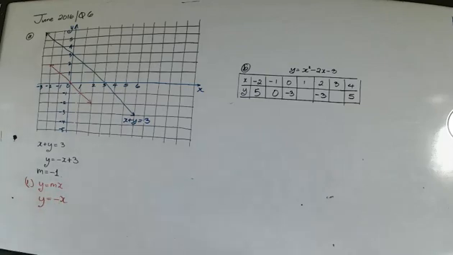Did you get that? Yes, sir. The answer is y is equal to minus x. Are these two lines parallel? Yes, sir. How do I know? The gradient here is negative 1, and the gradient here is negative 1. This one cuts the y-axis at 3, and this one passes through the origin.